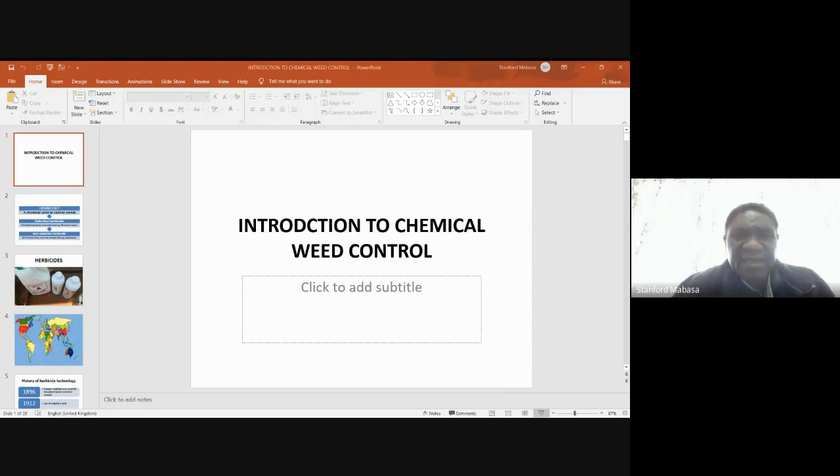Now, a herbicide is a chemical used to control weeds. Normally, herbicides are selective. They can kill weeds, leaving the crops unharmed. For example, the use of atrazine in maize. But we also have non-selective herbicides which can kill everything, both weeds and crops. For example, glyphosate.